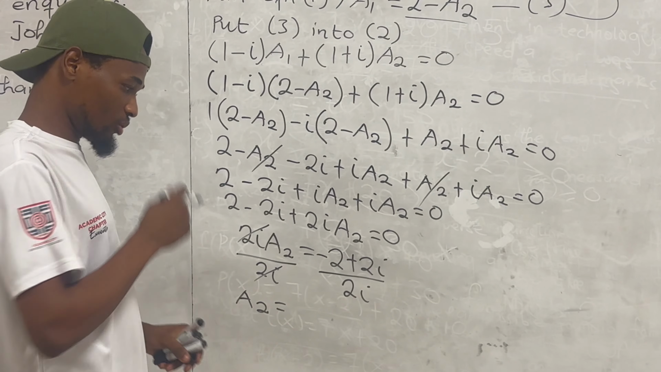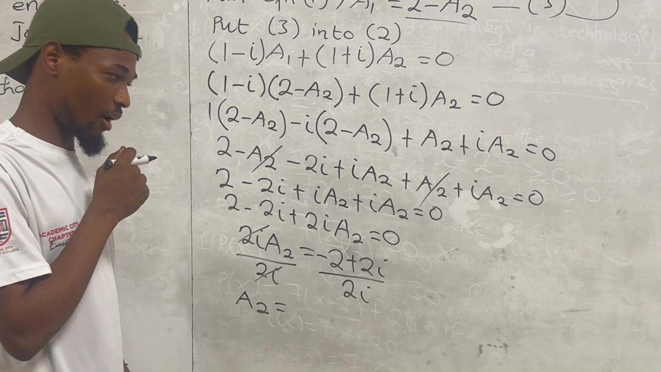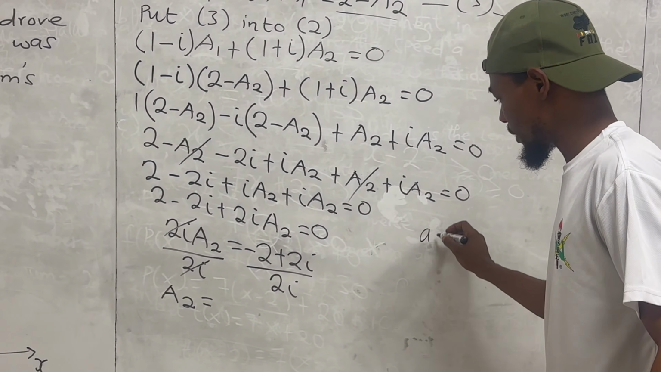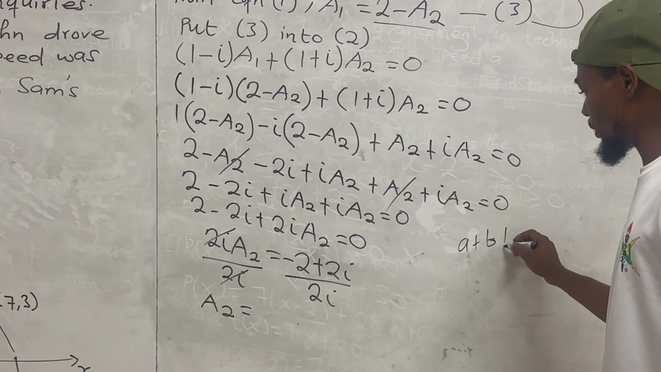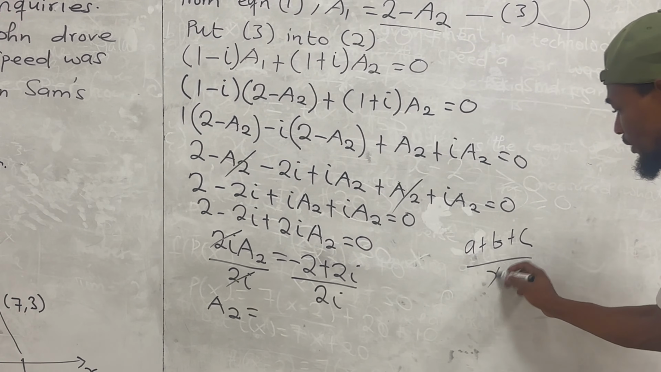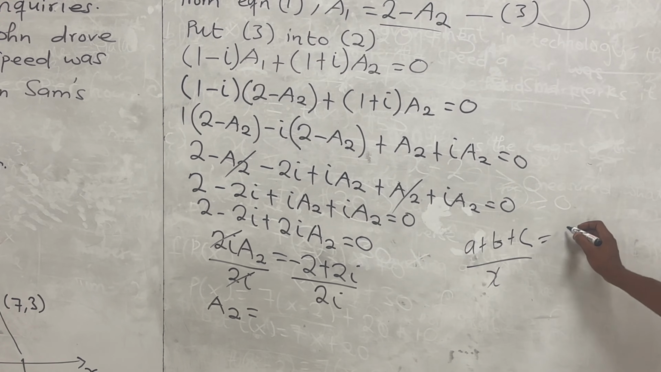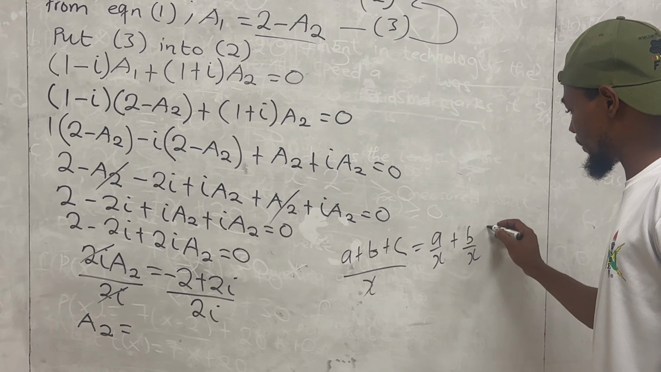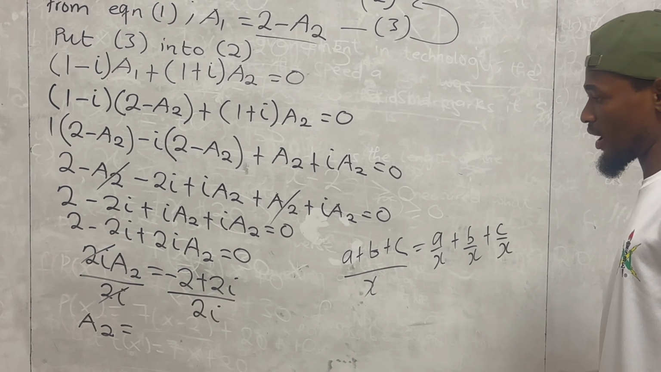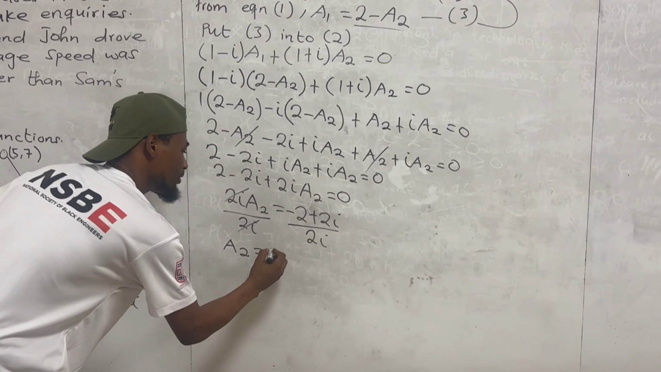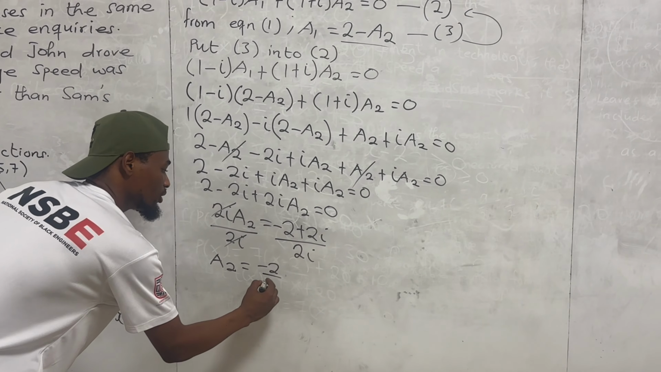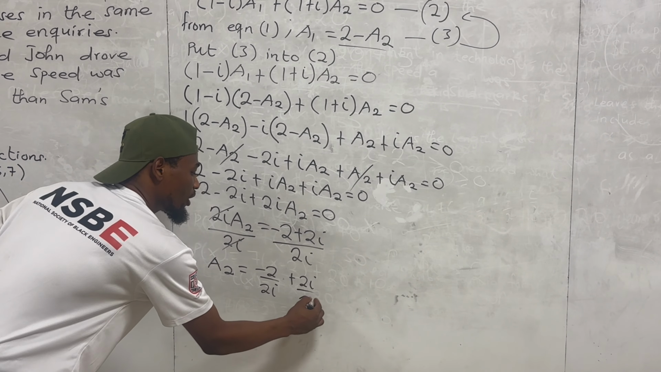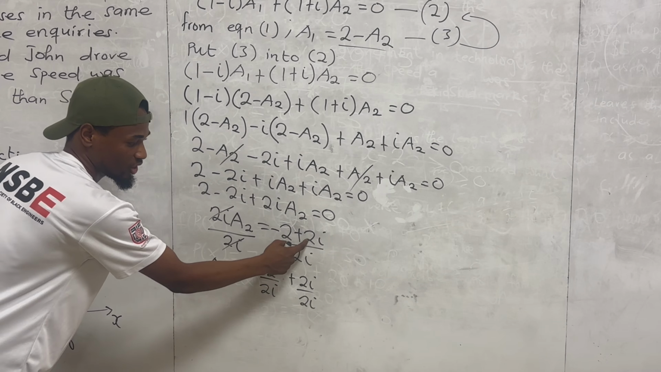Now, in simple algebra, when I have (A plus B plus C) all over X, this is the same as A over X plus B over X plus C over X. So in this case I have negative 2 over 2i, then plus 2i over 2i.